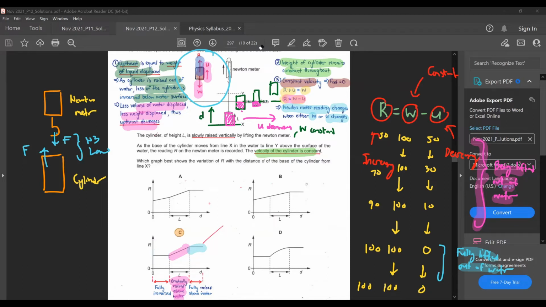So needless to say, the remaining portion here is still fully immersed inside the water. Because here I can tell you that it could be that your cylinder, as it's being raised, you see, if I try to raise your cylinder like this, it is slightly up, right? My cylinder is still fully immersed inside the water. My volume displaced, my weight of liquid displaced is still the same, my upthrust is still the same. So weight and upthrust remain the same, and the Newton meter reading remains the same.